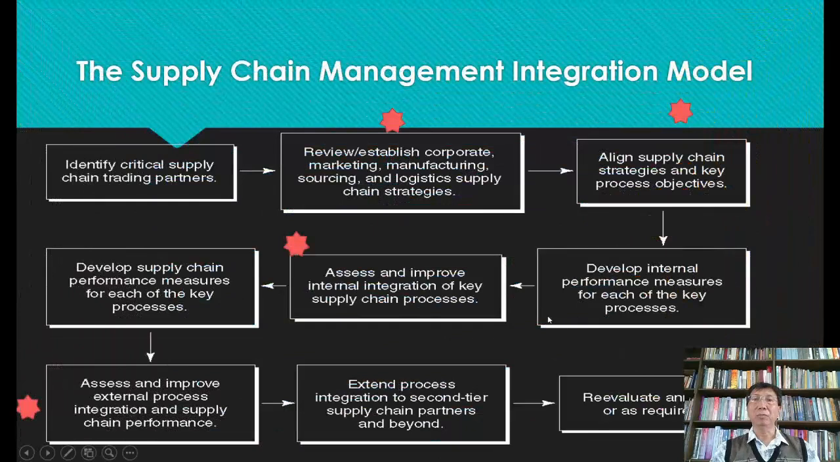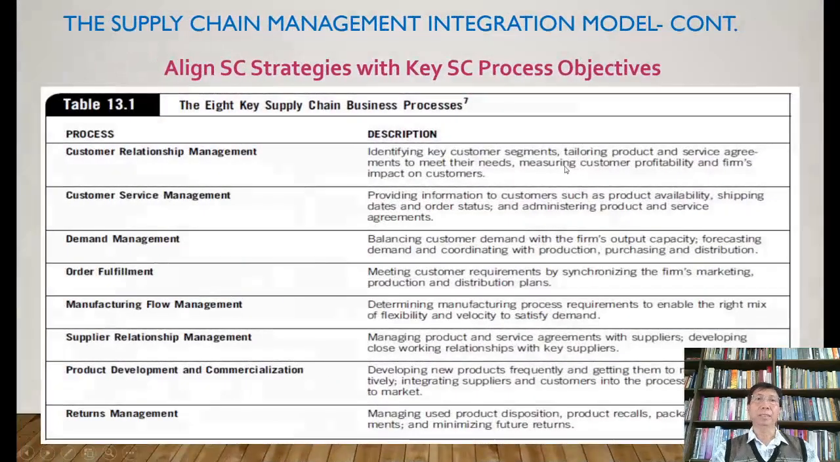Back to the model. Next, we must align the supply chain strategies and the key process objectives. We look at aligning supply chain strategies. There are 8 key supply chain business processes. First, we call it customer relationship management. Customer relationship management identifies the key customers and, after that, tailors product and service agreements to meet their needs.